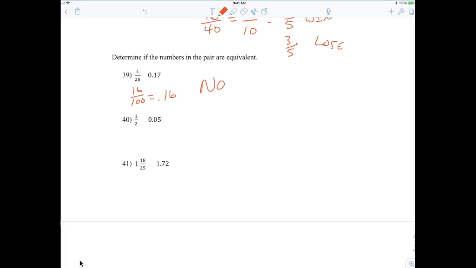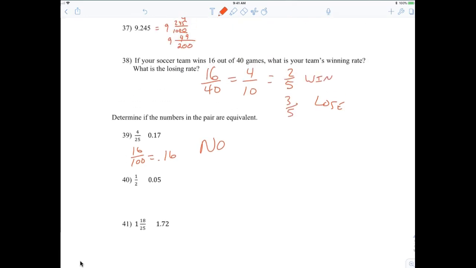Mr. Sean, did you go back to 38 first? I just reduced 16/40ths. You with me? And if I win 2 out of 5, that means I lose what? 3 out of 5. There you go.